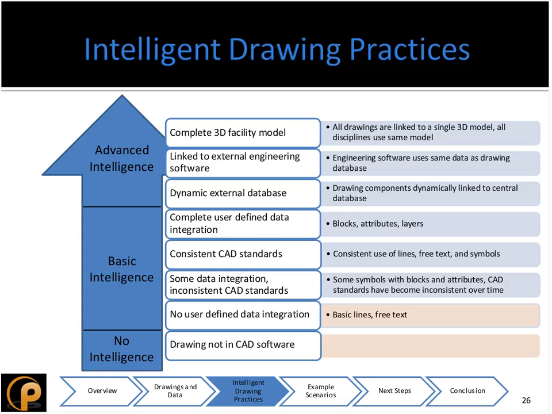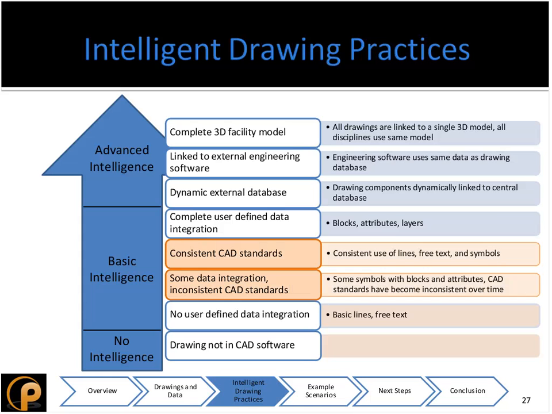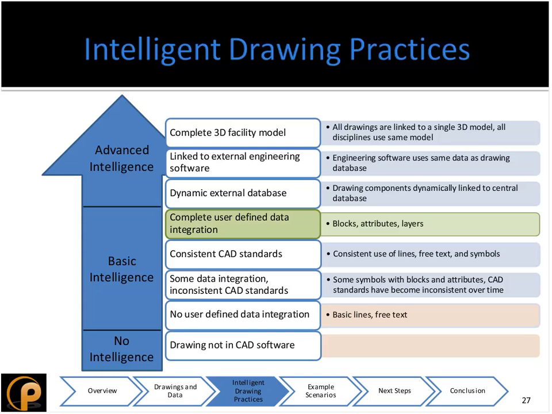So most of the facilities that I've worked with fall within this kind of middle basic intelligence region, where you have consistent CAD standards and some data integration, but it may be inconsistent across your entire facility. And if your facility is in there, then I would recommend at least improving your intelligence to this level, where you have your complete user-defined data integration. So all of your symbols are blocks and attributes.